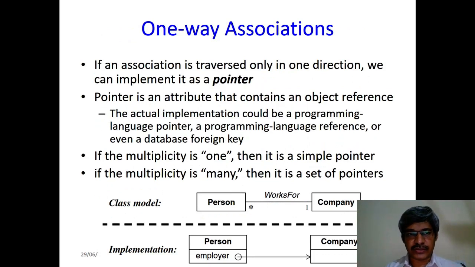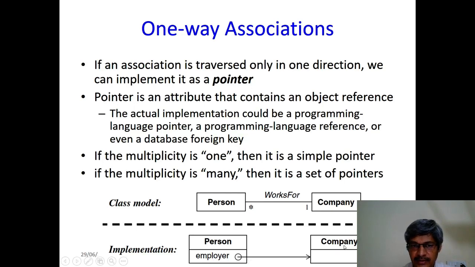Now let us look at one-way associations. If an association is traversed only in one direction, that is a one-way association, then we can easily implement it with a pointer. A pointer is something like an attribute that contains an object reference. For example, there is a person who works for a company. If you want to implement it as a pointer, in the person class you will have an attribute, employer, which holds the pointer to that particular company. You are putting an attribute here with that reference.